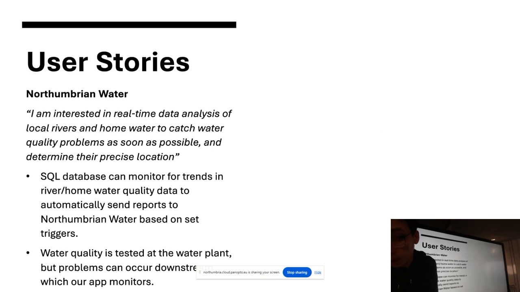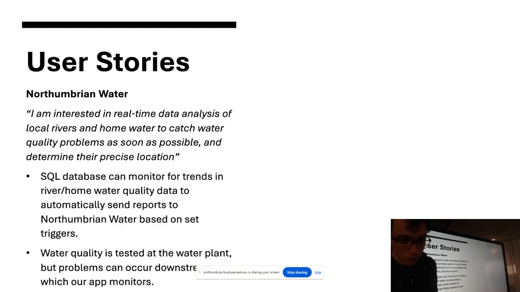The 5th group that will be using this app is Northumbrian Water. The data reported by users can be analyzed and processed and sent as flags to Northumbrian Water for trends and spikes in certain areas. If water is tested at the water plant and then flows down, we can notice there's a spike of bad water quality in a specific area, and then Northumbrian Water will be able to fix the issue on their end using our data.